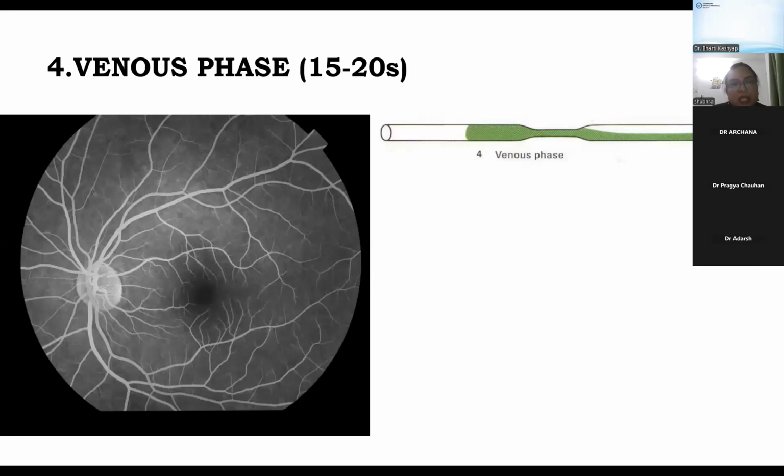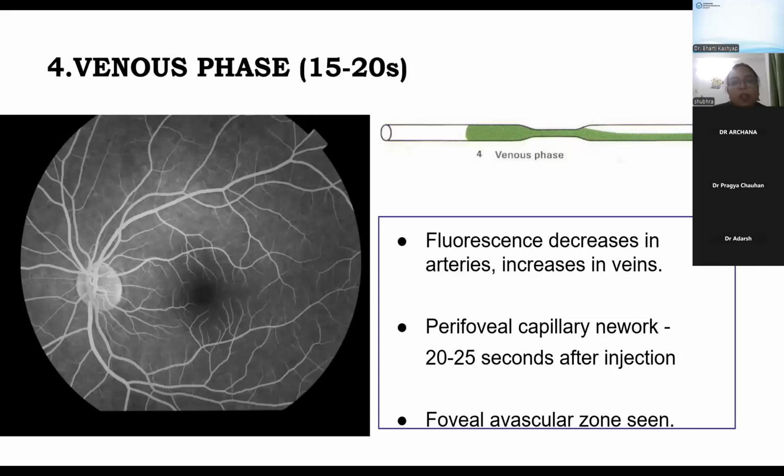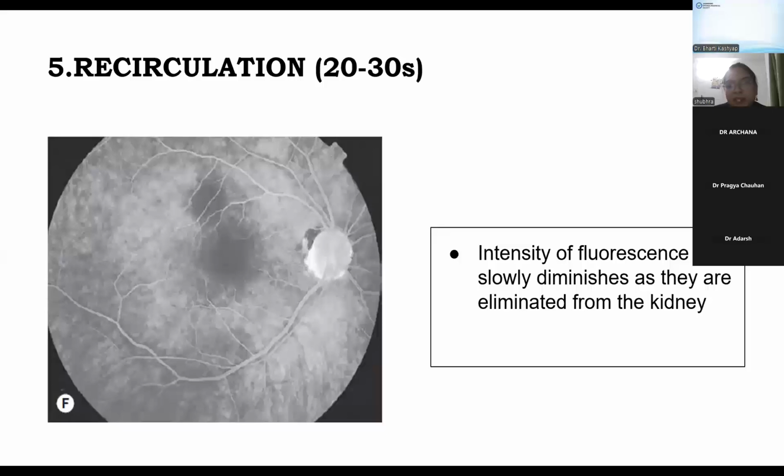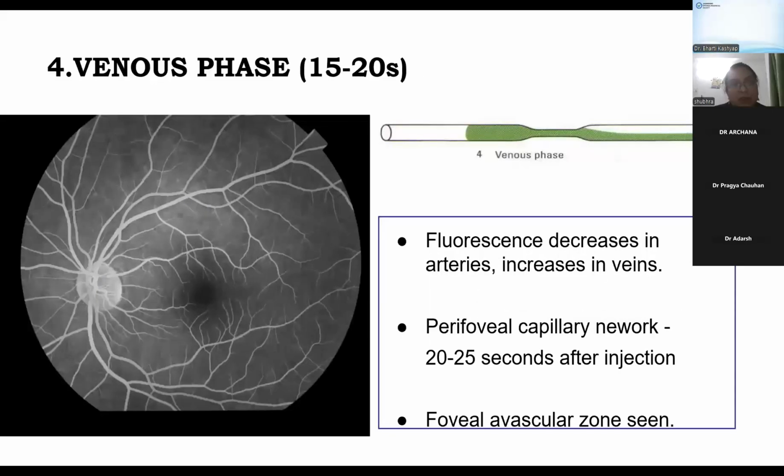Then we come to the venous phase. Again, the dye is progressing further. Now it is going more into the veins, I mean, it is draining more from the veins now. This is 15 to 20 seconds. You can see full-filled arteries, full-filled veins. This is the venous phase. So fluorescence will decrease in the arteries and increase in the veins. And this is the time where you will see the foveal avascular zone very clearly. The foveal avascular zone will be seen as black, which I'll explain later why.